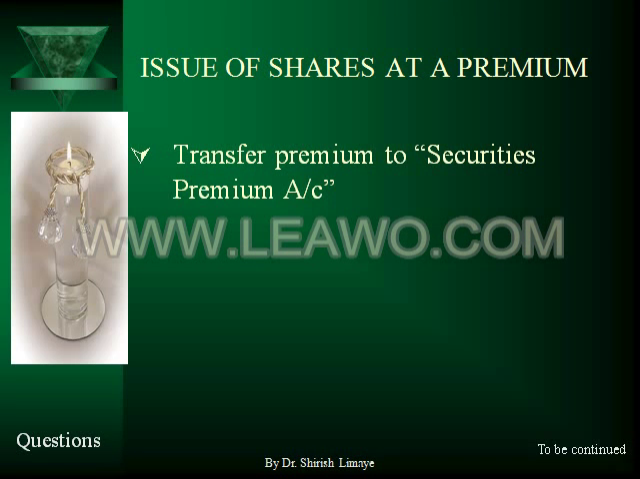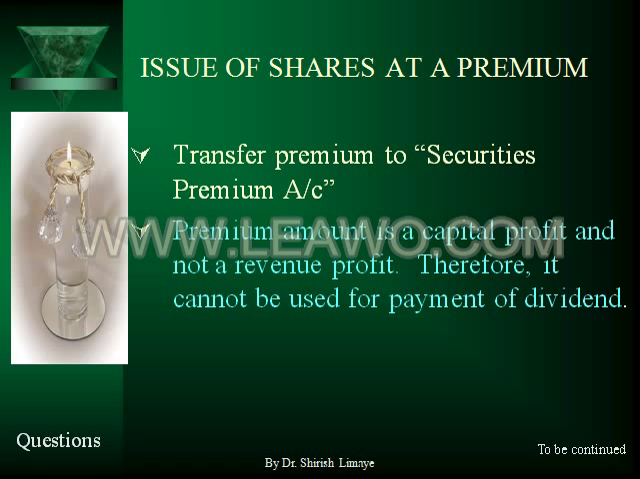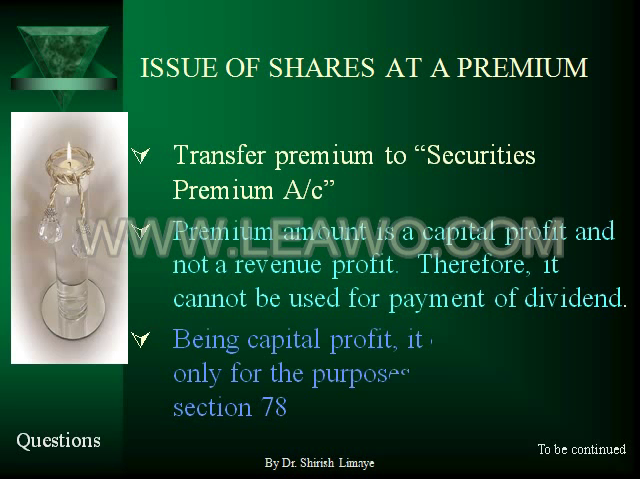When companies sell shares at a premium, the amount of share premium so collected must be transferred to a separate account called the securities premium account. The premium amount so collected is a capital profit. It is not a revenue profit, and therefore it cannot be utilized for payment of dividend. Being a capital profit, it can be utilized only for the purposes mentioned under Section 78 of the Companies Act of 1956.